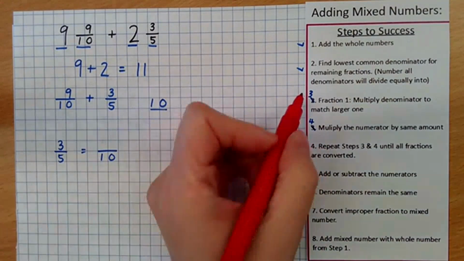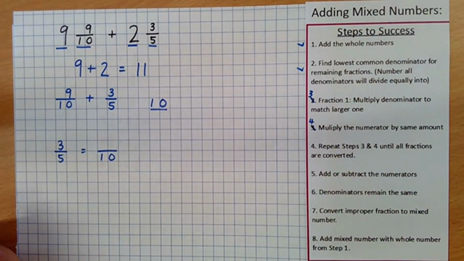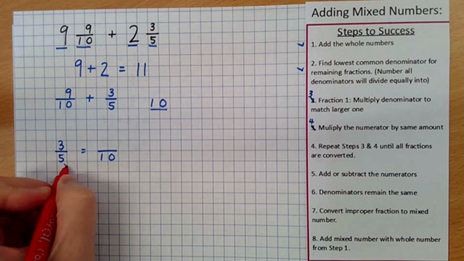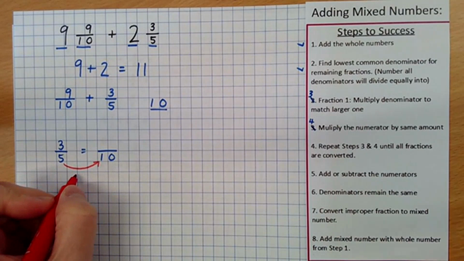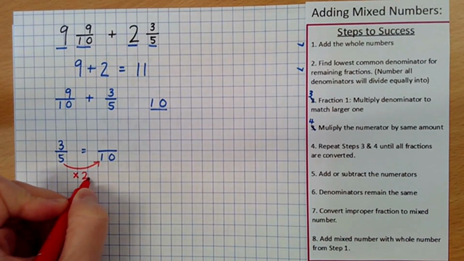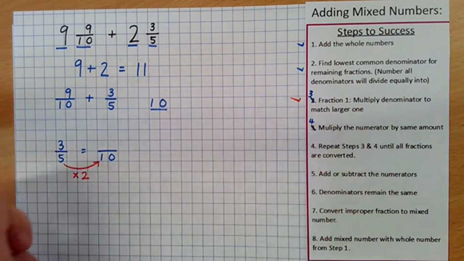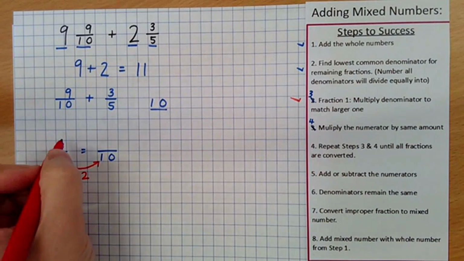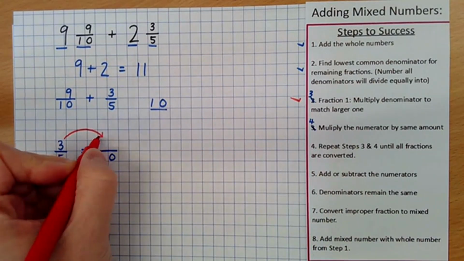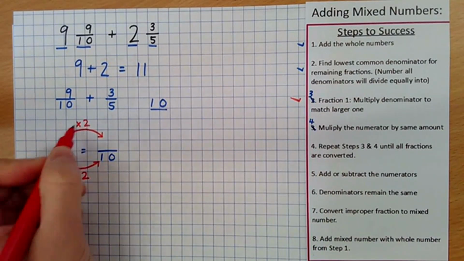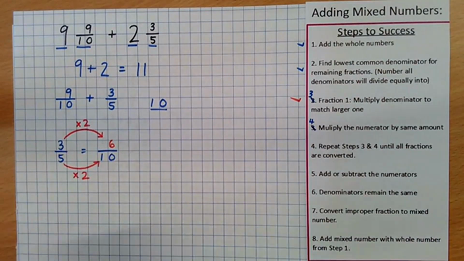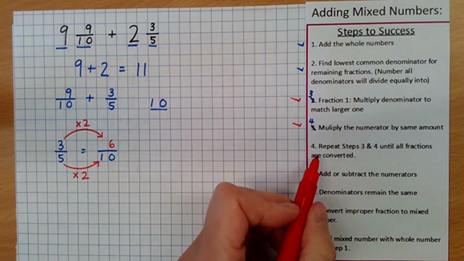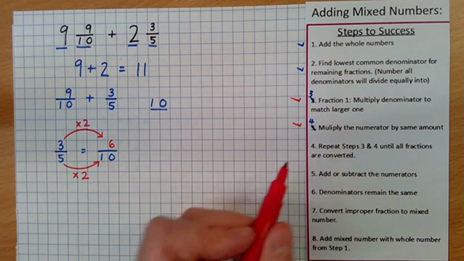So my next step is number 3. Can you read it out for me? Good. I'm going to multiply my denominator. What do I need to do to 5 to get to 10? Excellent. I'm going to multiply it by 2. And then what must I do to the numerator? Great, yeah, I'm going to multiply that by 2 as well. So 3 times 2 equals 6. Fantastic. Okay, I'm going to repeat steps 3 and 4 until all fractions are converted.